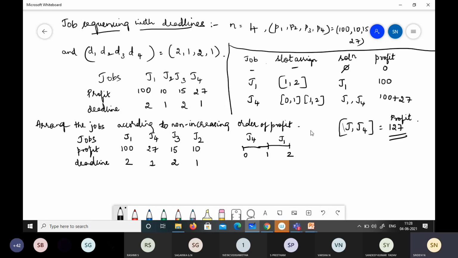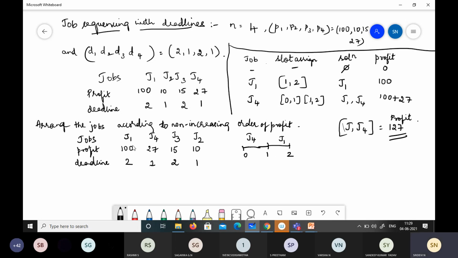Always you should start selecting the jobs with the maximum profit, and try to put them in this slot. So only we have arranged them in non-increasing order. First we should select always the first job with maximum profit and try to fit it here, because it can wait for 1 minute and execute for 1 minute because it has a time slot of 2. And then we'll select the next job with the highest profit, 27. So it can get completed within 1 minute. So I have put it here.